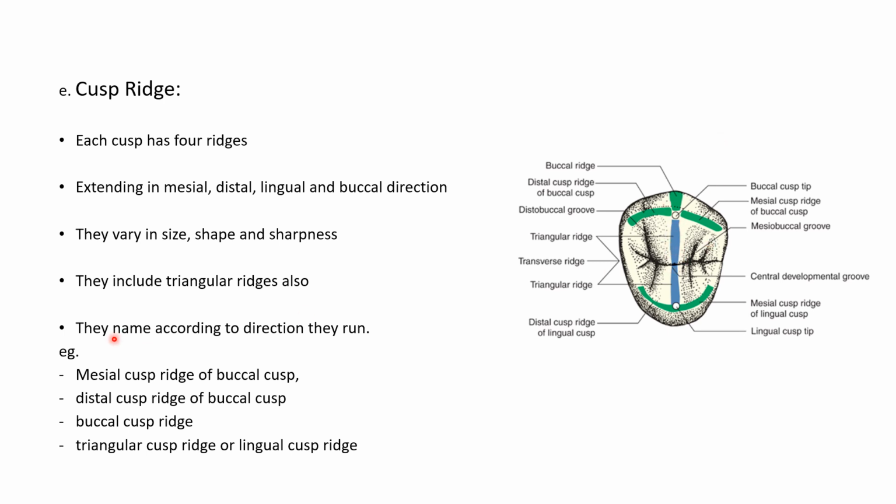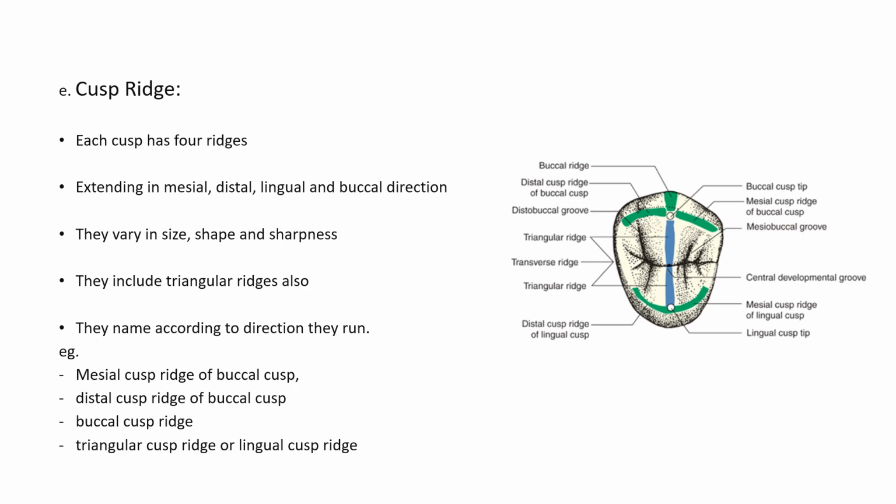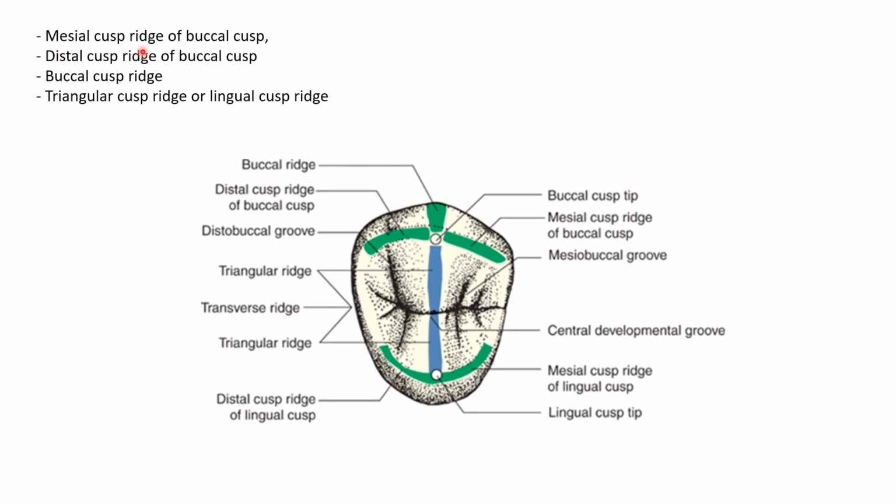They are named according to the direction they run, so from where to where they are running, their name is given according to that. If you see here, mesial cusp ridge of the buccal cusp. Now these are the buccal cusps and this is the palatal cusp. Now the mesial side of this is this, so this becomes the mesial cusp ridge. This becomes the distal cusp ridge. This becomes the buccal cusp ridge, and this is the triangular ridge or a transverse ridge. So this cusp has four ridges, for example.